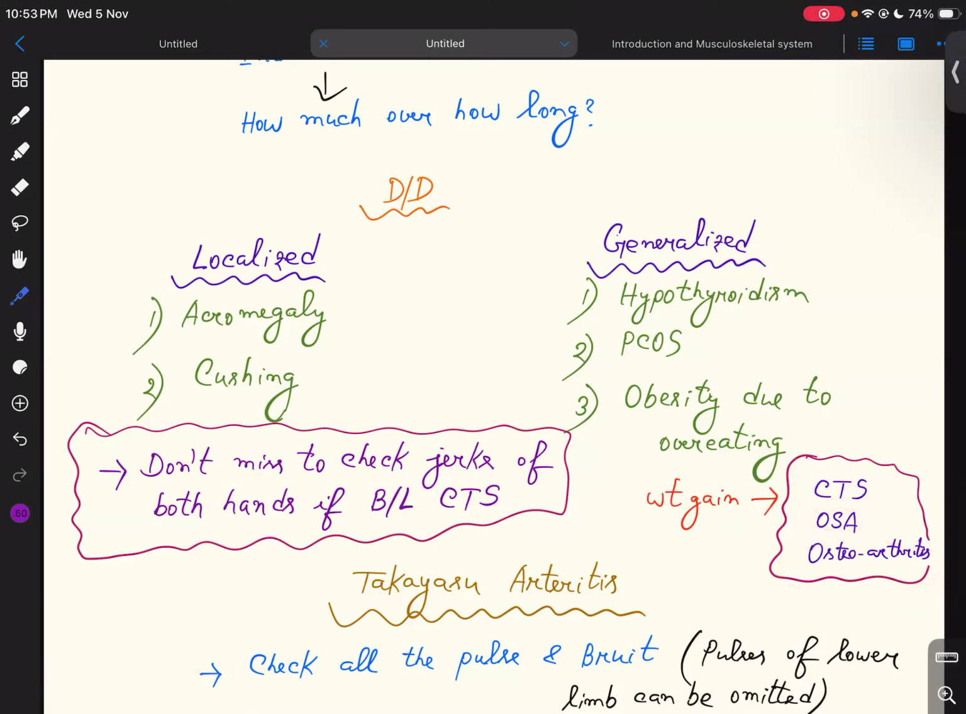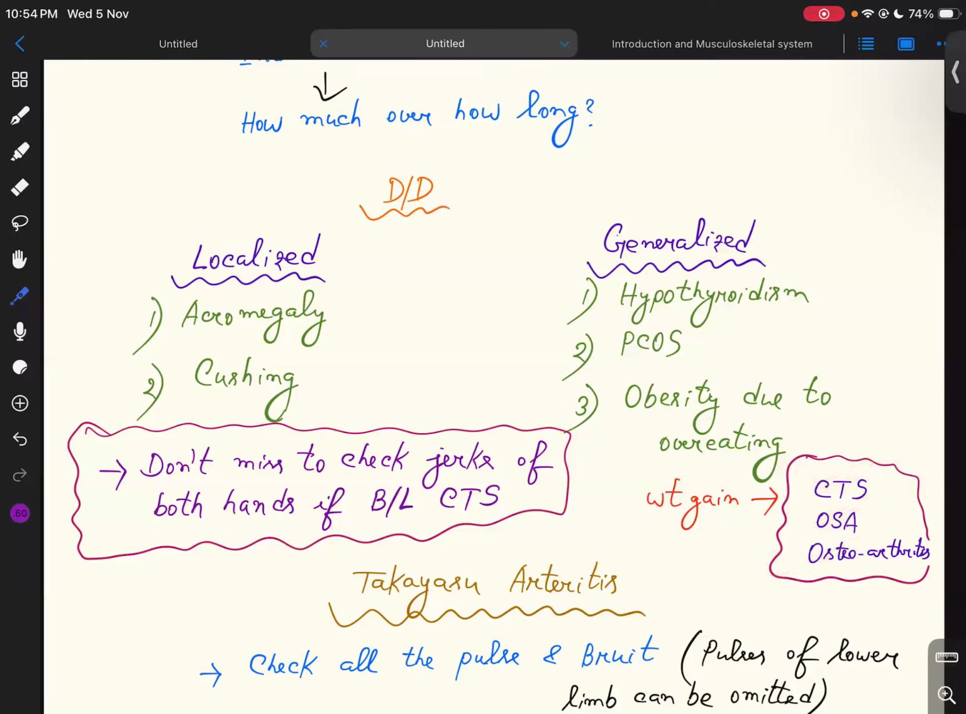So in the history, we have to ask about these complications, whether there is any history of mouth soreness, whether the partner complains of snoring, whether there is any joint pain. And these will be guided to you in the physical examination section. I will give you the recording. So you have to know that whenever there is any weight gain, we have to rule out carpal tunnel syndrome, obstructive sleep apnea, and osteoarthritis.